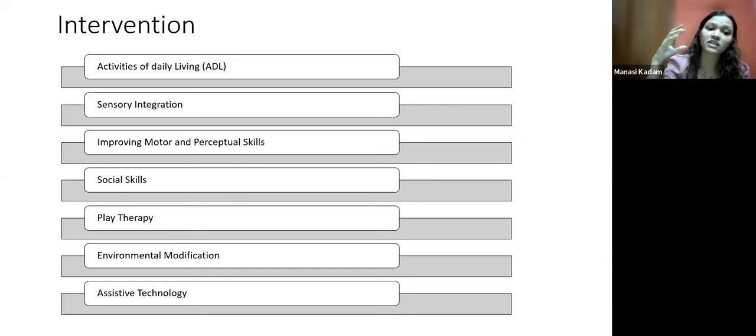Again, then the sensory integration skills: where the child lies, whether he needs a lot of proprioceptive and vestibular stimulus, making a sensory diet for the child, and we can include the family members.